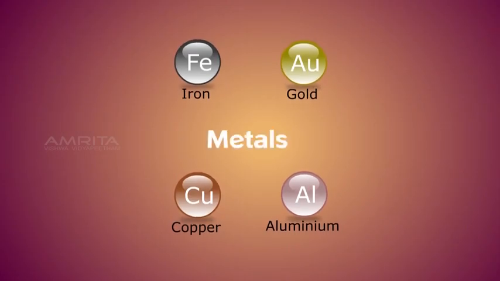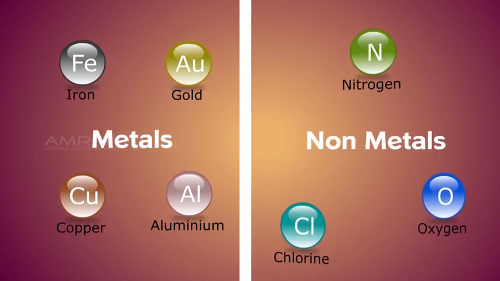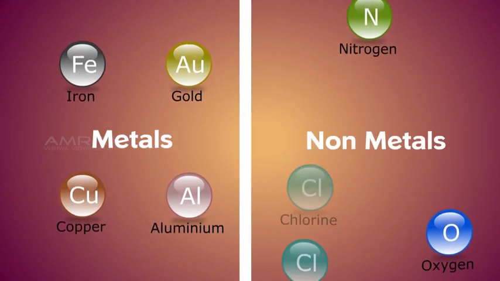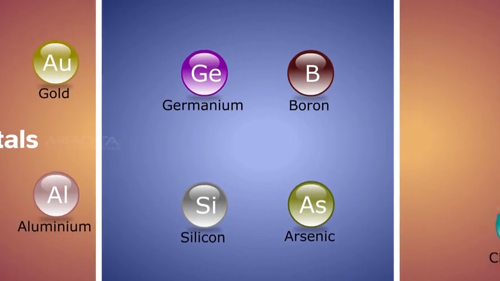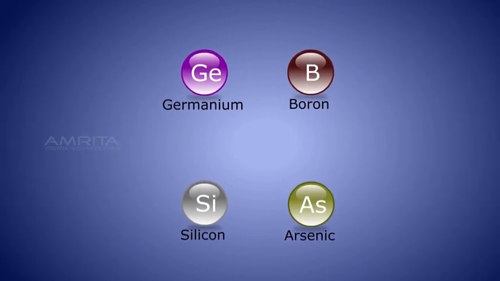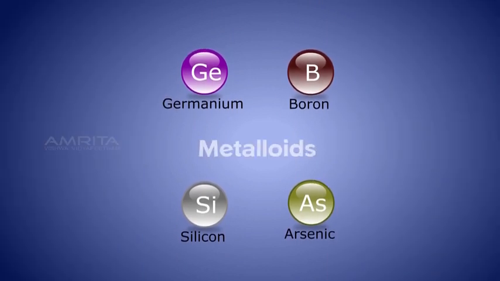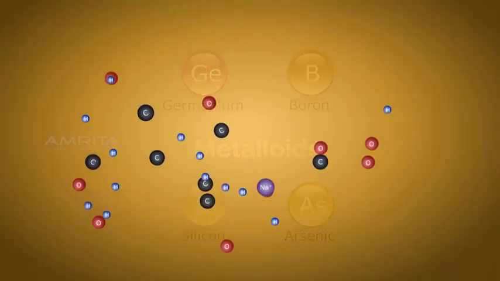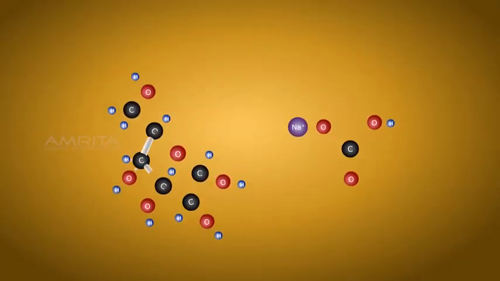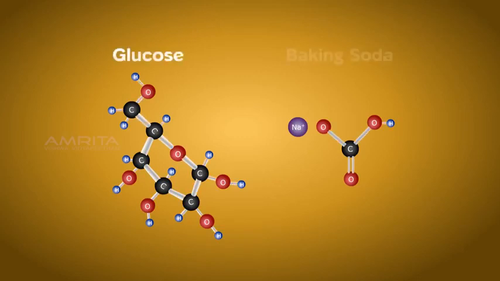Elements can be classified as metals and non-metals, and they exist as atoms or molecules. There are some elements which behave like metals and non-metals, which are called metalloids. Compounds. A compound is a pure chemical substance composed of two or more chemical elements, such as sugar and baking soda.